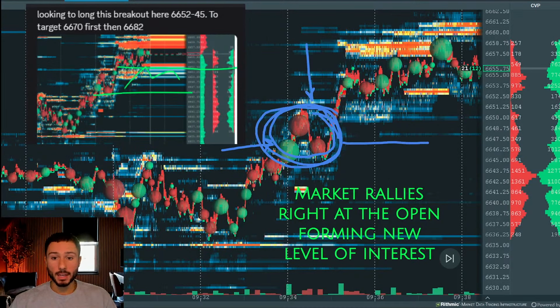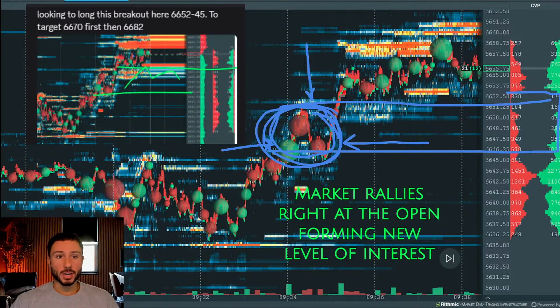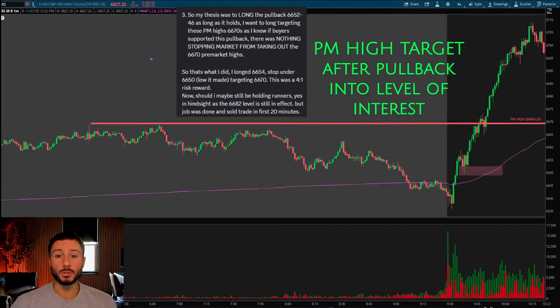So combining this structure right here of consolidation or a passive buyer, along with this area of significantly low volume, this now becomes my level of interest at 66.52 to 66.45, where I'm looking to long a pullback, targeting those upside levels. Now, right here, we can see the pullback into this. And I get long on this pullback right here, and all I was doing was targeting the pre-market high at 66.70. Right, so my thesis was, let's long the pullback.